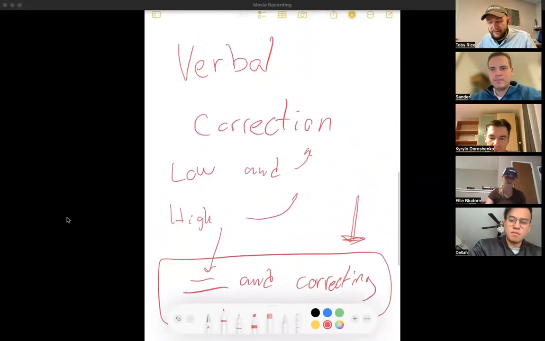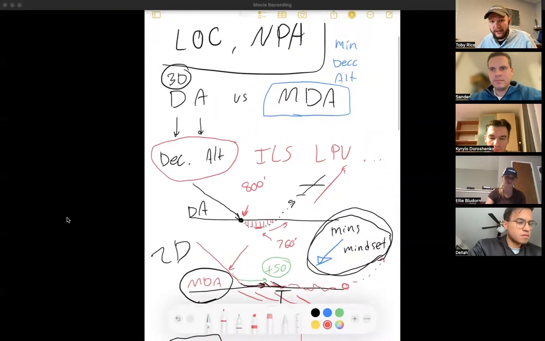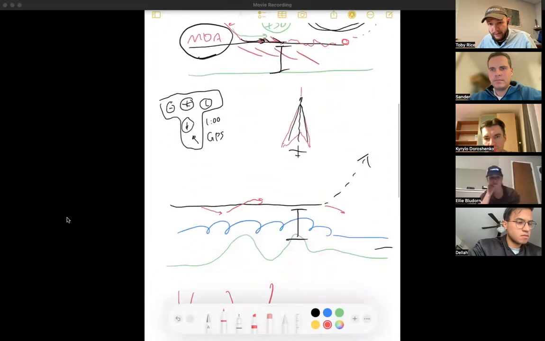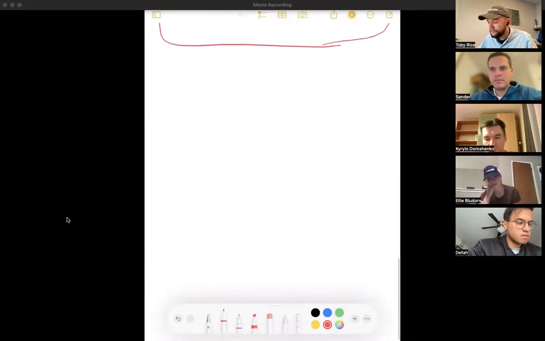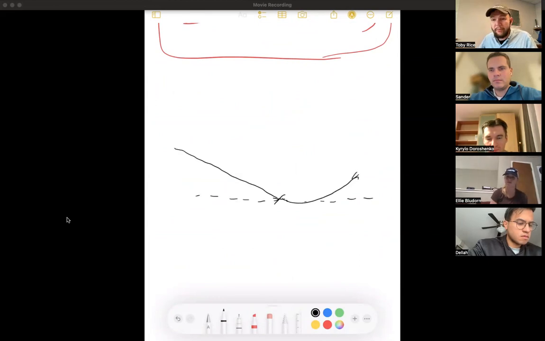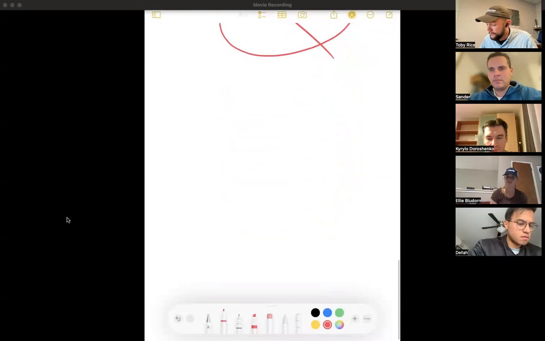Back to the idea of two-dimensional approaches, LNAVs, localizers, whatever. Another common thing that I found people do on lateral approaches is they have a hard time remembering their missed approach point. Like, where do I go missed? Because on an ILS, it's very simple. You get down to the altitude, and then you go missed. It's an altitude-based missed approach point. But we don't have that on an LNAV or a localizer. So we have something different.